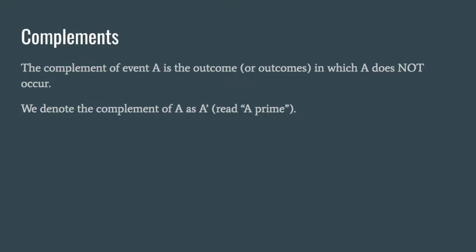Complement. This is probably a new term for you. You've heard of the word complement with an I, but a complement with an E is basically the opposite of a particular outcome. So the complement of A is A not happening. As a notation for that, we use the little apostrophe, which we read as a prime, so that would be A prime.